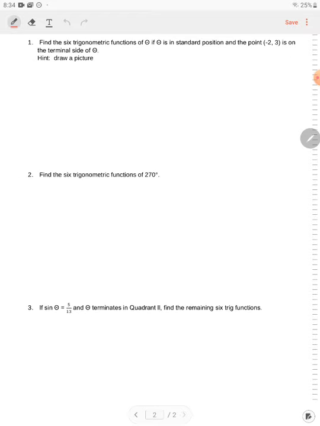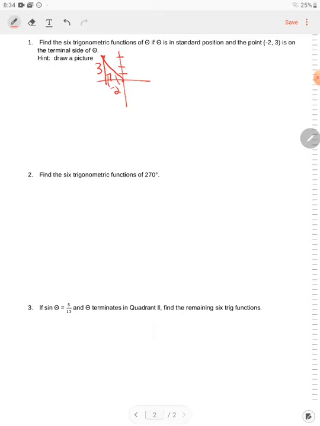So let's look at some examples. Find the 6 trigonometric functions of theta. Theta is in standard position. You have the point -2, 3. Okay, that'll be your terminal side. You always go from the origin. Drop it down perpendicular. So this is -2 and 3.